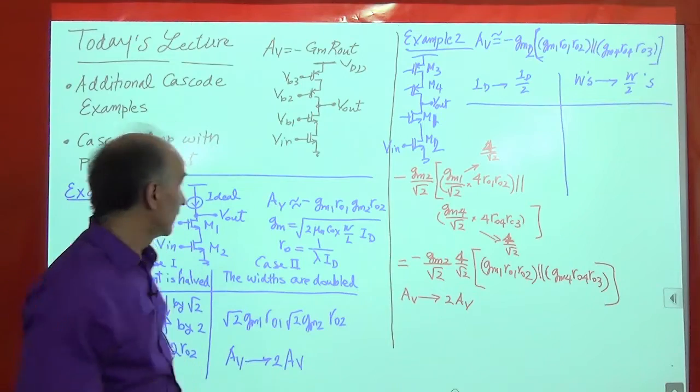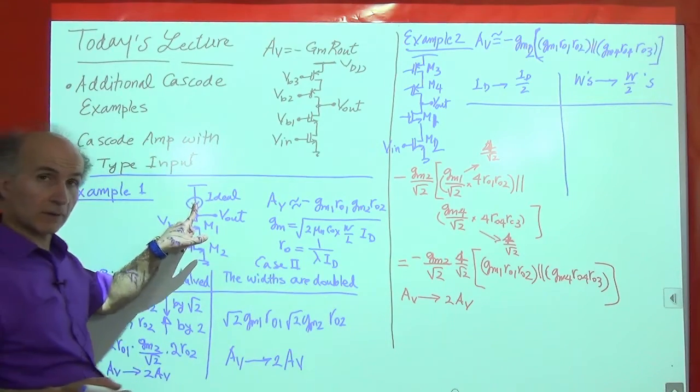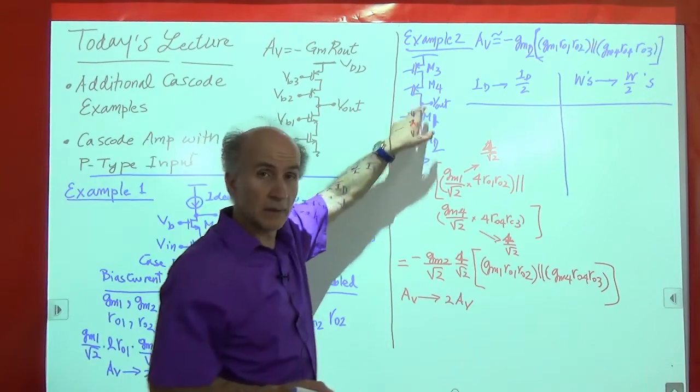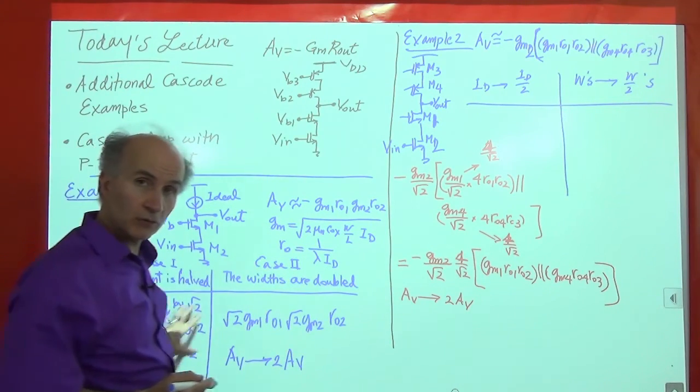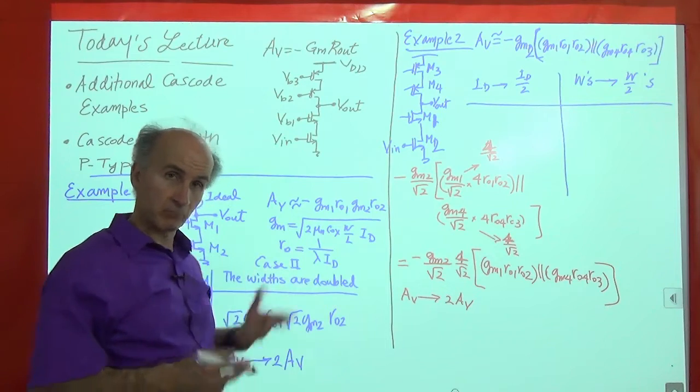So in other words, whether we have an ideal current source here or an actual cascode, changing the bias current by a factor of 2 changes the gain by a factor of 2 in both cases. That's interesting.